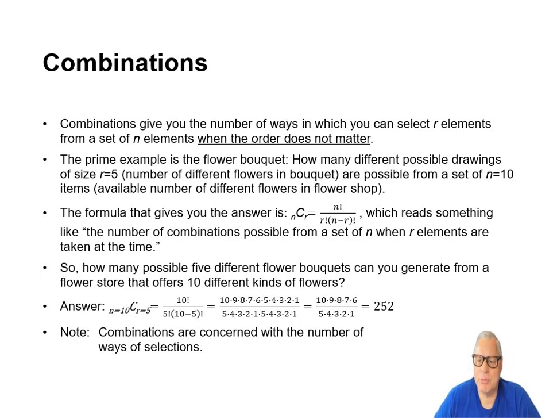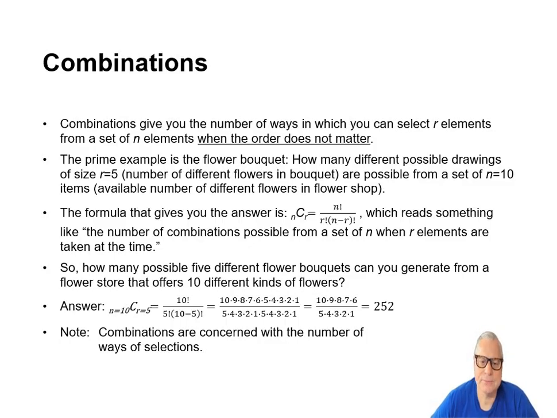So how many different possible drawings of size R, like the number of flowers in a bouquet, are possible from a set of N equals 10 items? Let's assume you go into a flower shop and there are 10 different flowers to choose from. How many different bouquets of 5 flowers can you make? Here the order does not matter. We just ask how many ways there are of choosing 5 out of the 10.